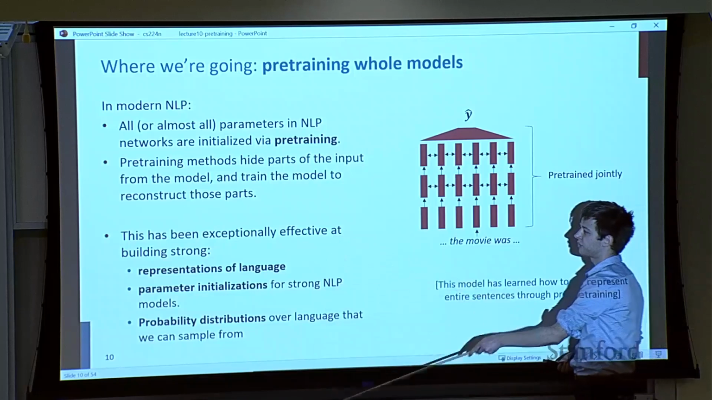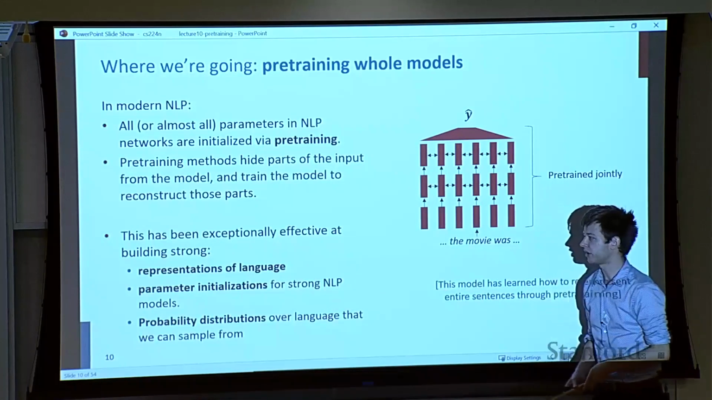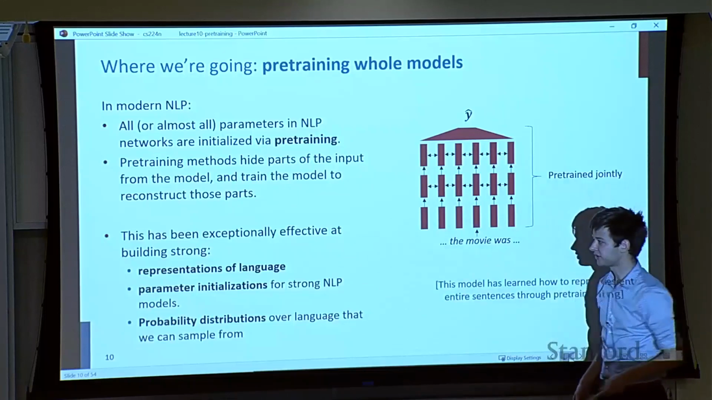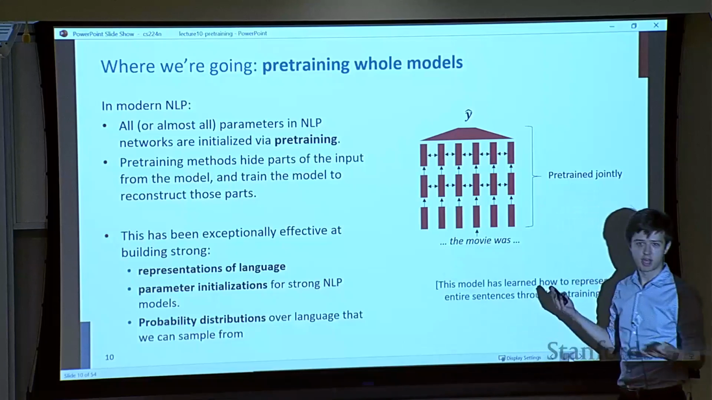So these are 3 ways in which we interact with pre-trained models. We use the representations just to compute similarities. We use them for parameter initializations. And we actually just use them as probability distributions, sort of how we trained them.